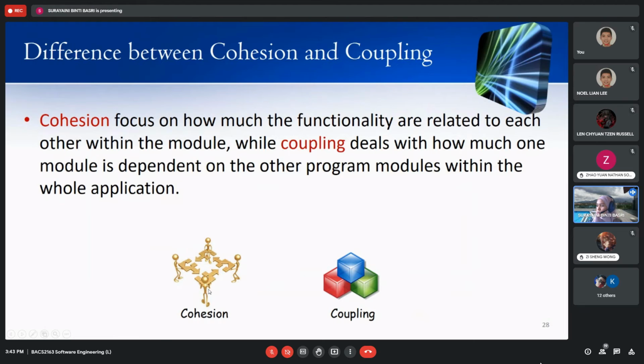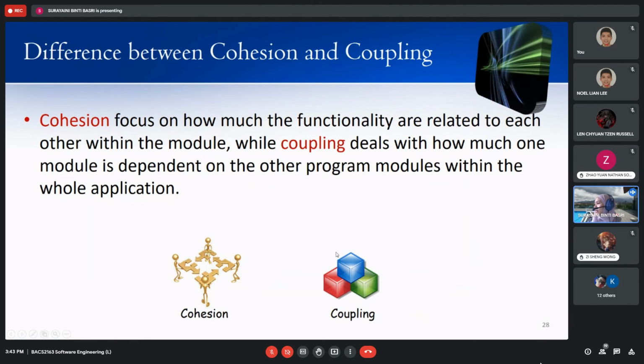For cohesion, it is only one module. Each of these is, for example, one module, and then this is one function, one function, one function, one function. And then you group all of those functions that are functionally related in one module. So that is cohesion: the measure of the closeness between the functions within one module.